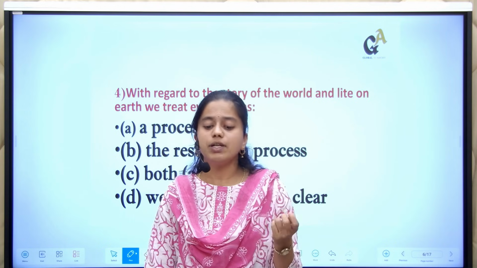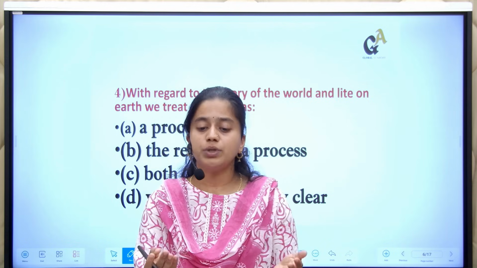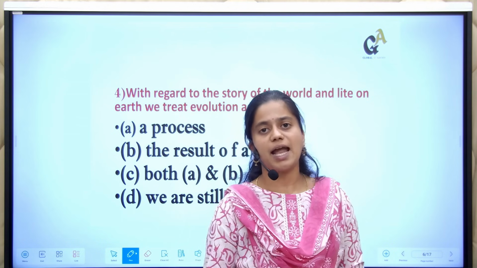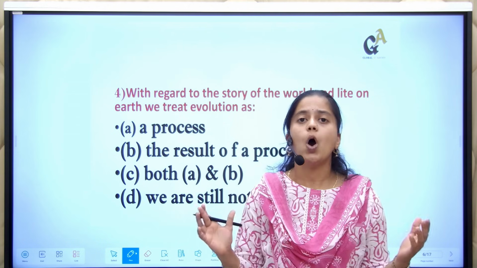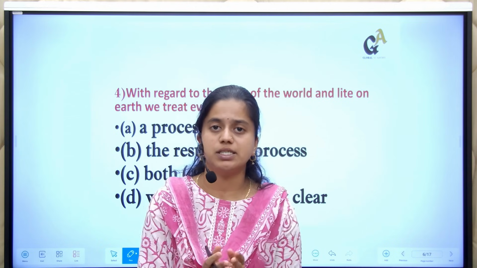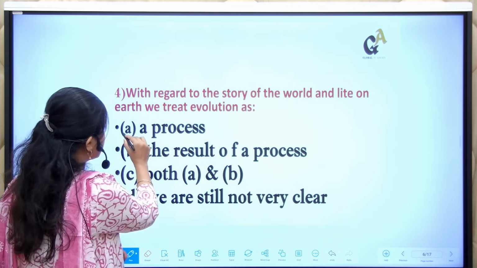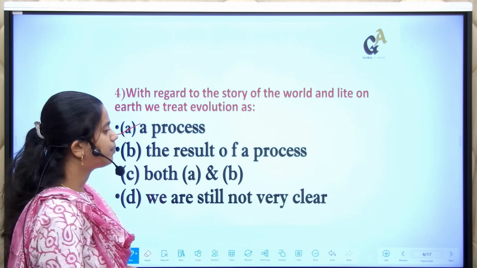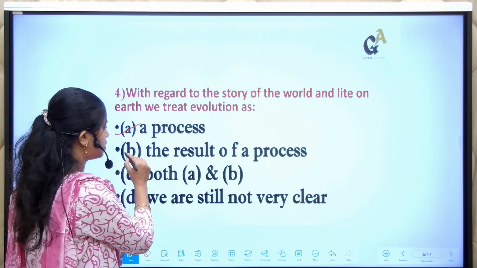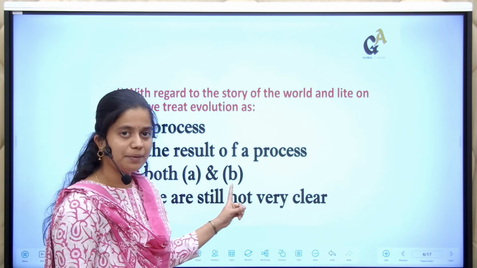Then what is the evolution result? As a result of evolution, we are seeing today's earth, where we see plants, animals and organisms. All these are because of evolution. It is a result of today. So option A suggests it is only a process. No. Then option B, the result of a process. Then option C, what is it indicating, both A and B.